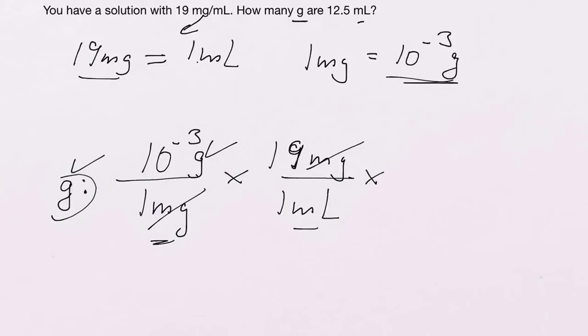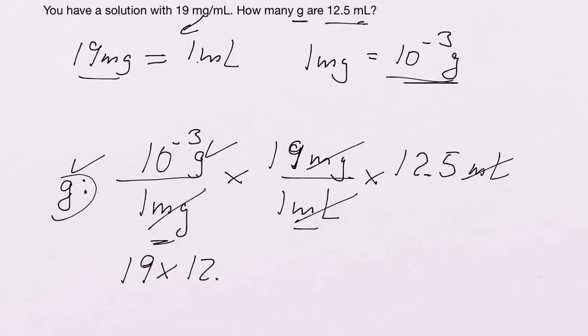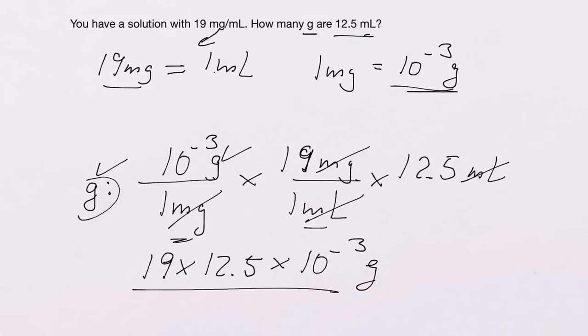Do we have a milliliter left? Yes, we have got this here. And that is 12.5 milliliter. We see the milliliters cancel out, and all we have left now is 19 times 12.5 times 10 to the minus 3, and the unit is grams. And again, please feel free to calculate that.